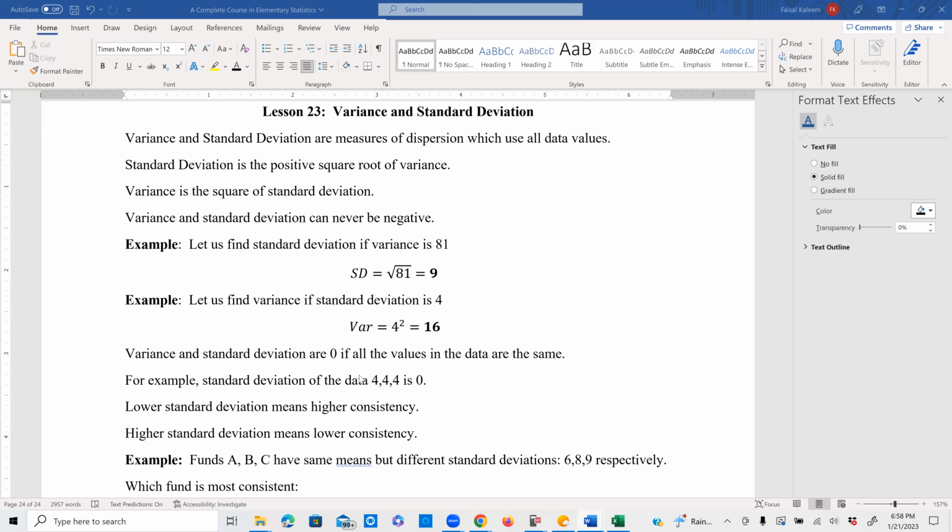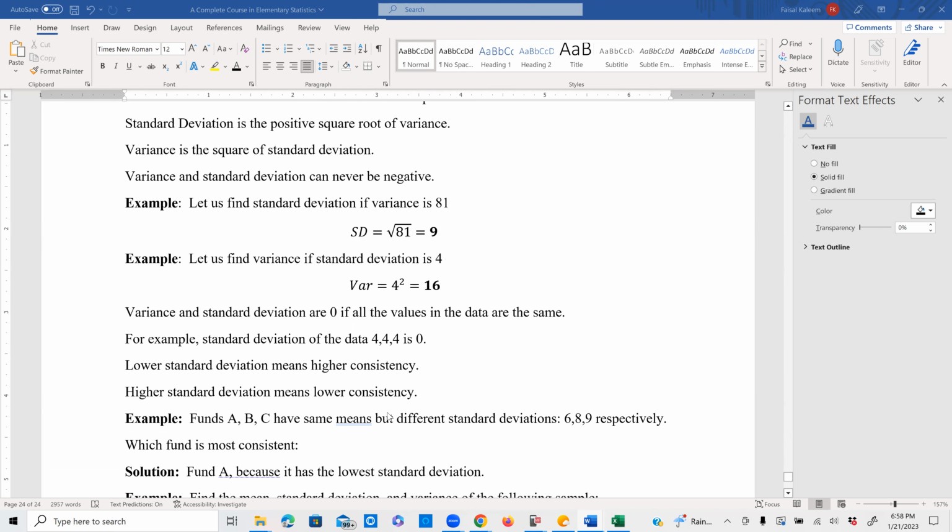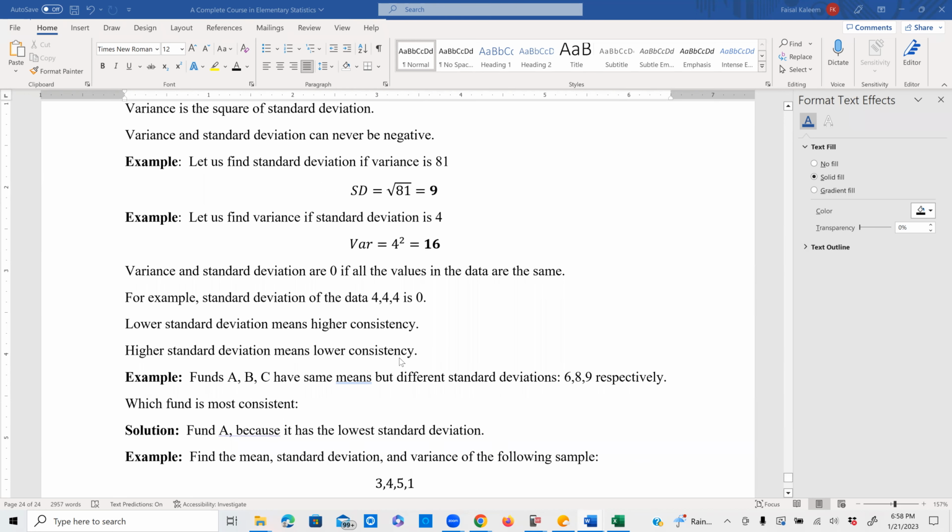Variance and standard deviation are 0 if and only if all the values in the data are the same. So for example, the standard deviation of this data, which is 4, 4, 4, will be 0. Variance will also be 0. Lower standard deviation means higher consistency, and higher standard deviation means lower consistency.